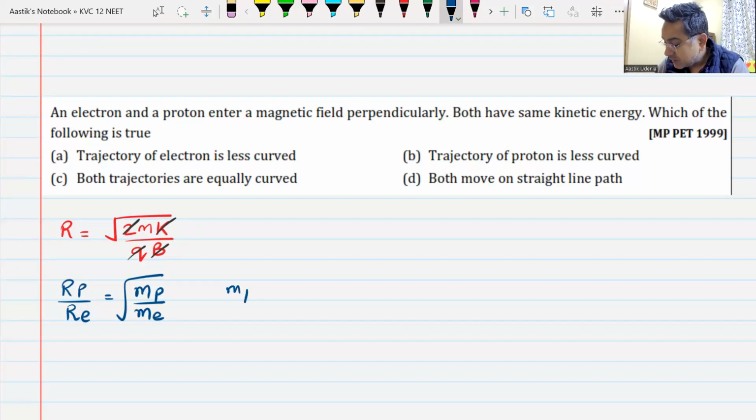Now remember, mass of the proton is very large compared to the mass of the electron. Therefore, radius of the proton will be very large compared to the radius of electron. That means the path of the proton will be less curved. The path of the electron, its radius is smaller, will be more curved. So the correct option is which one? Radius of the proton is more compared to the radius of the electron. Now can you tell me which option is correct?